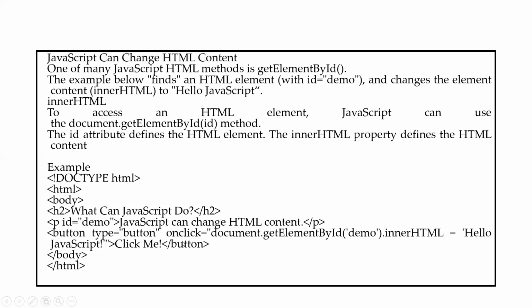So here, in the paragraph, we have "JavaScript can change the HTML content". Presently, this text is displayed in the browser. But after clicking the button, Click Me, it will change. The text will be changed automatically when the user clicks the push button.